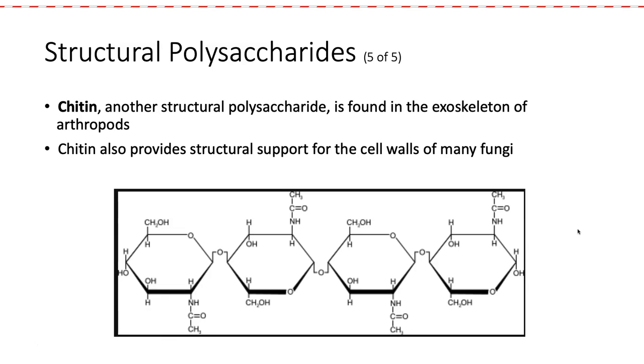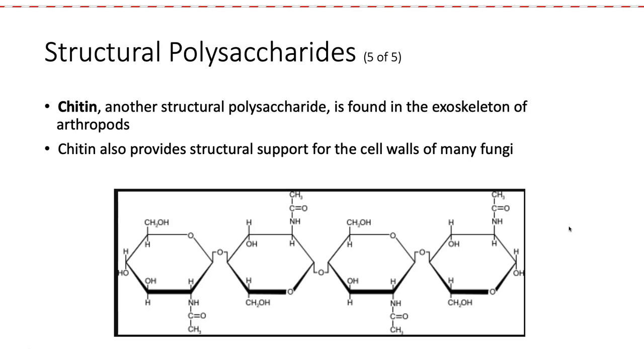Now, we were just talking about fungi, and I don't know if you remember, but there were actually 4 polysaccharides, and one of the 2 structural polysaccharides besides cellulose is chitin. So chitin is found in 2 main places in living things. It's found in the exoskeleton of arthropods like insects, spiders, those kinds of things. It's also found in the structural support in the cell walls of fungi.